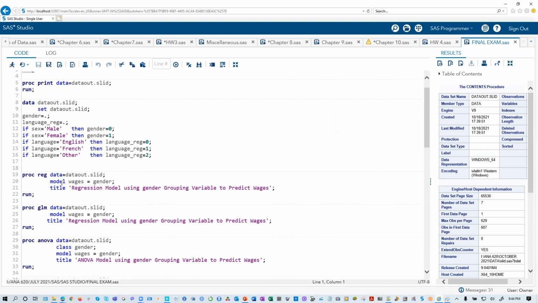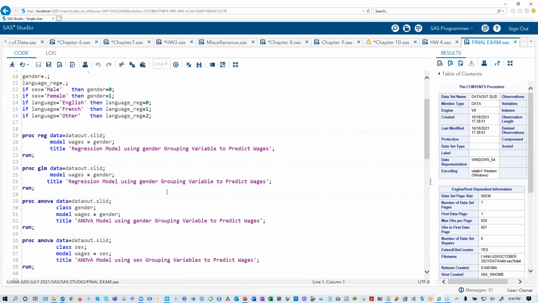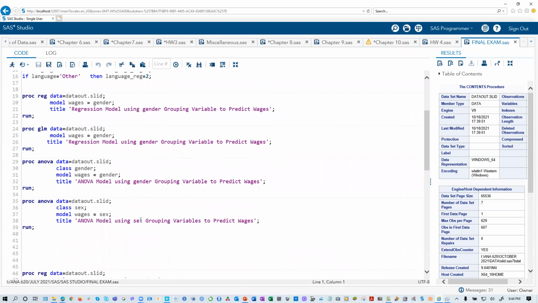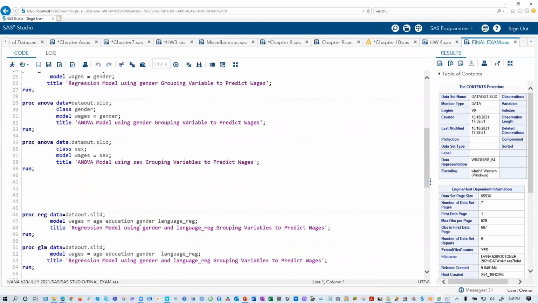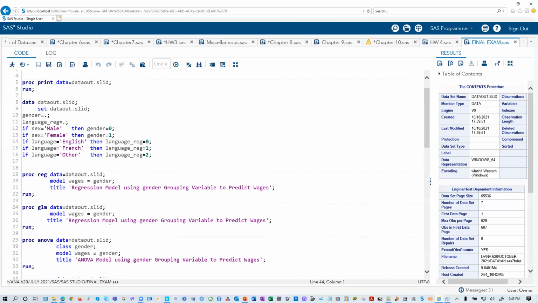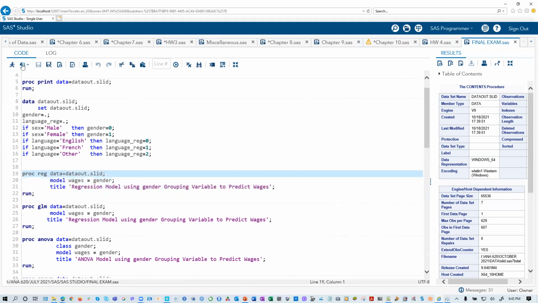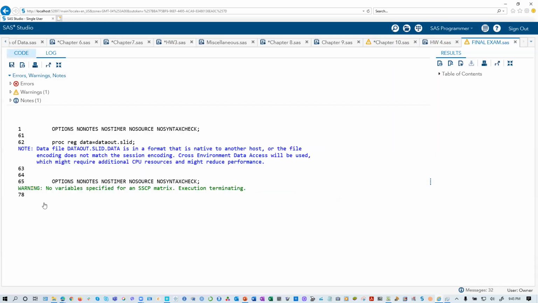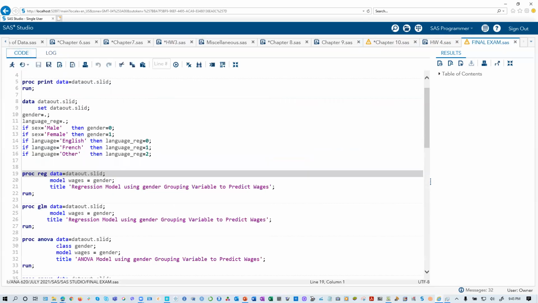See, regression, you can do wages and gender, and then language regression too. You can run that one using gender, predict wage with the gender group variable. Here you don't have it. Can I ask a question? First go with the same, then go with the double, same thing. Okay. Do you hear me? This one, you can run with the regression.